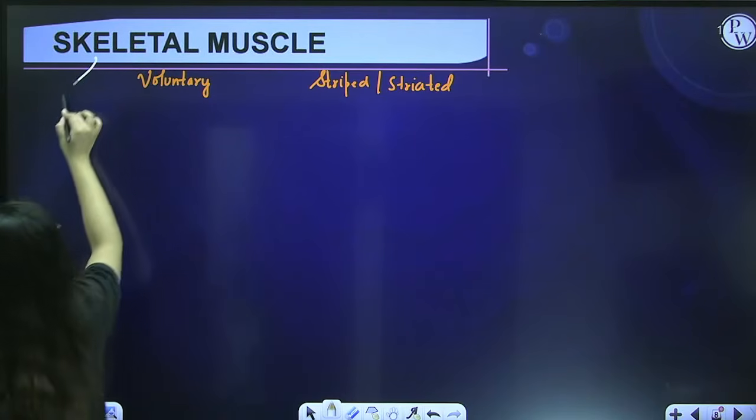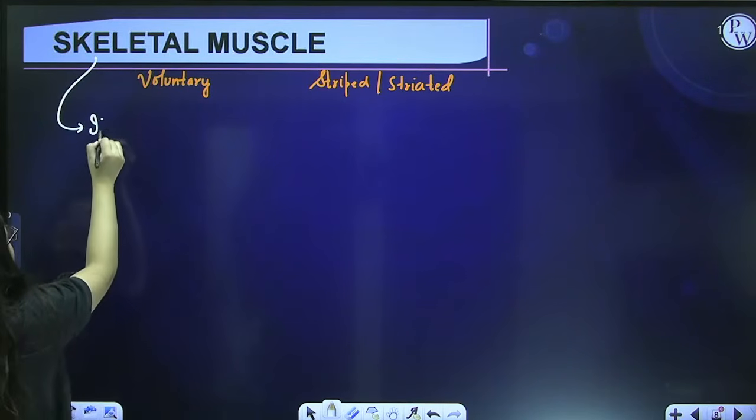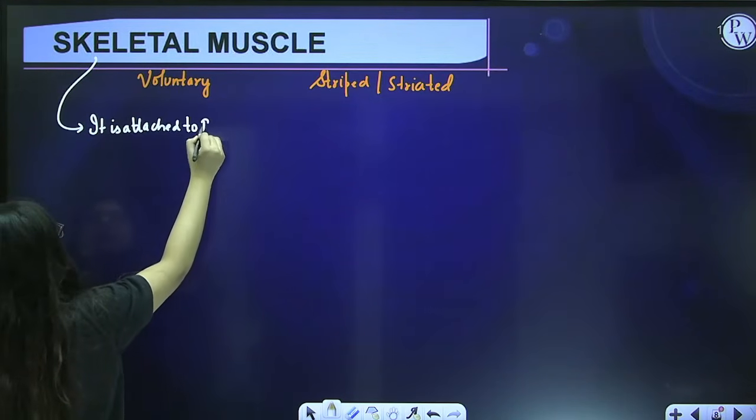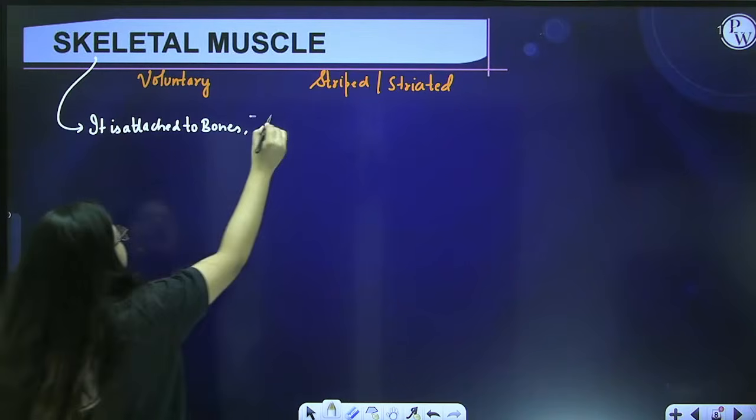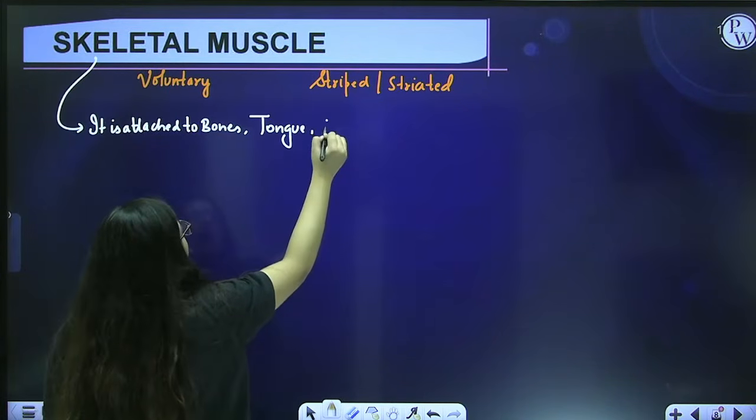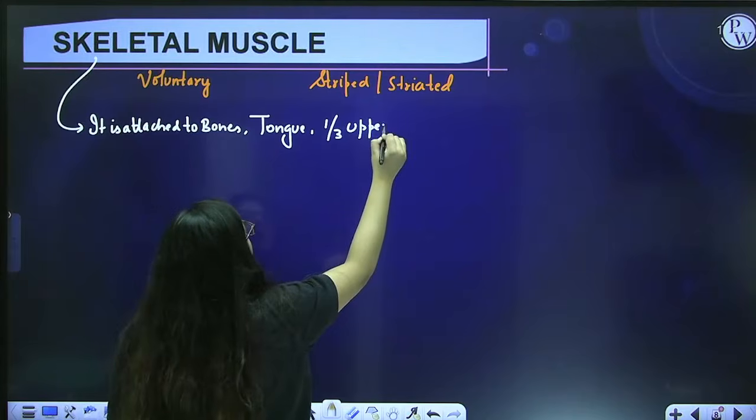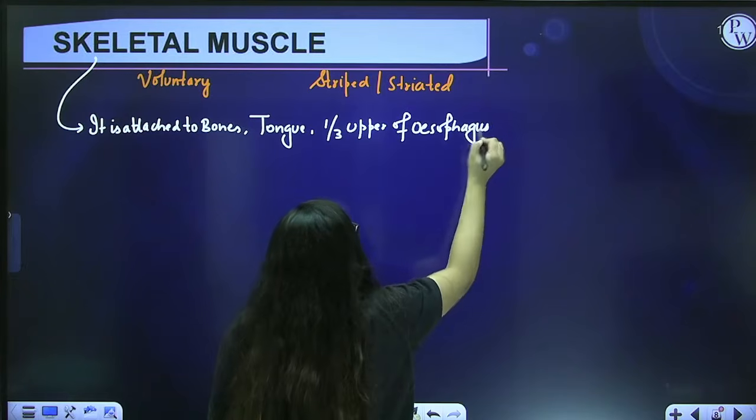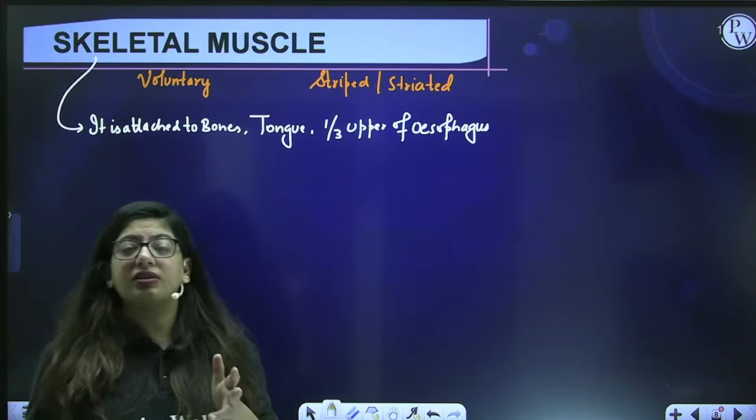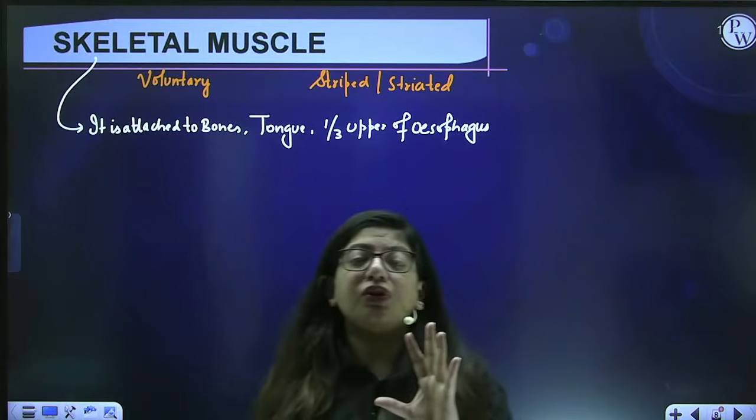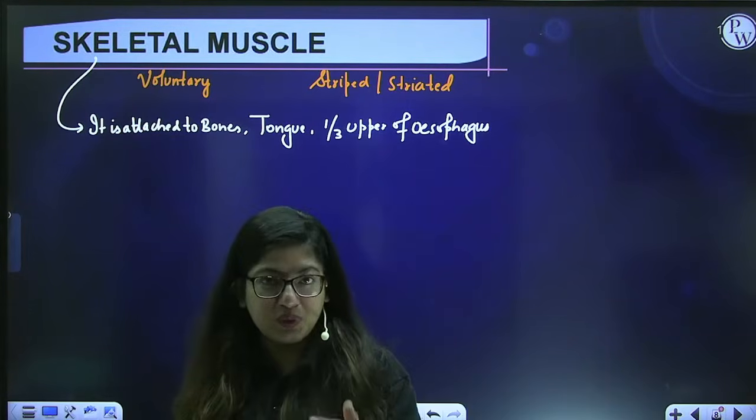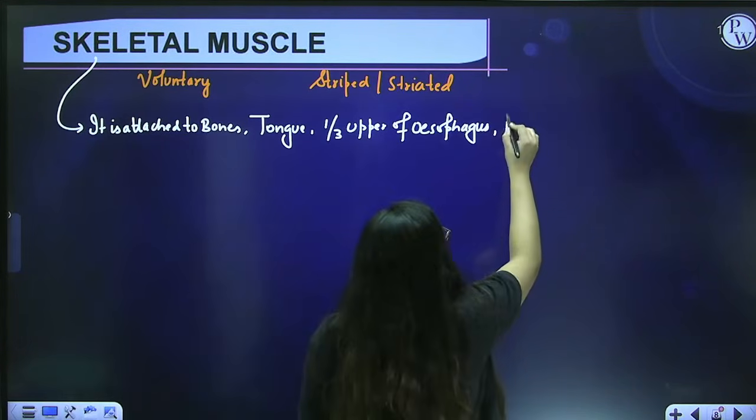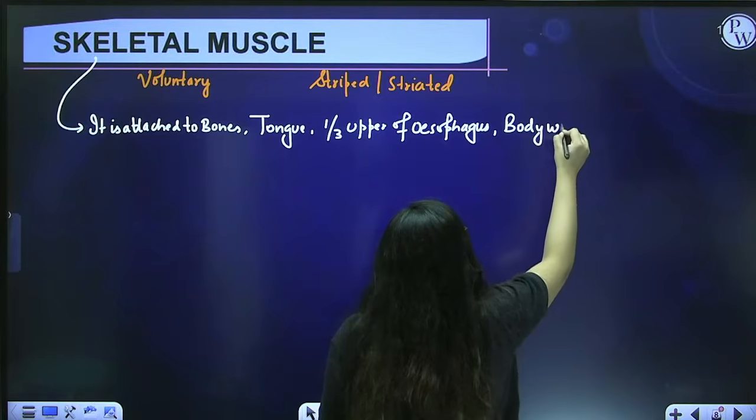First of all, why is it known as a skeletal muscle? Because it is attached to bones. Apart from that, it is also present in the tongue and upper one-third of the esophagus. They are your skeletal muscle. They are also present in the sphincters, like the urethral sphincter, where we have one of smooth muscle and another of skeletal muscle. And it's also present in your body wall.